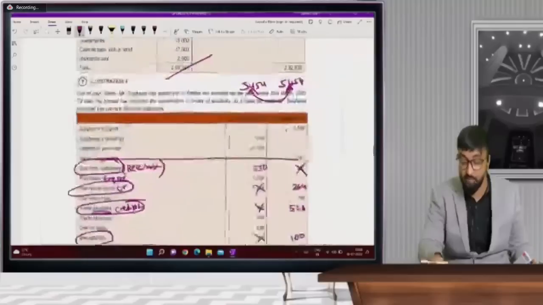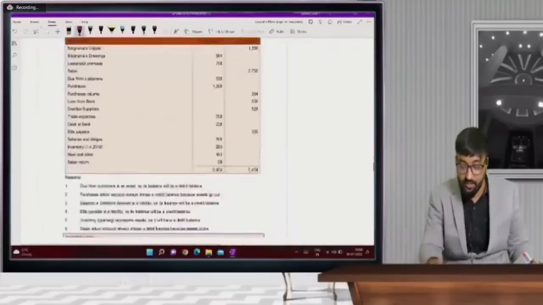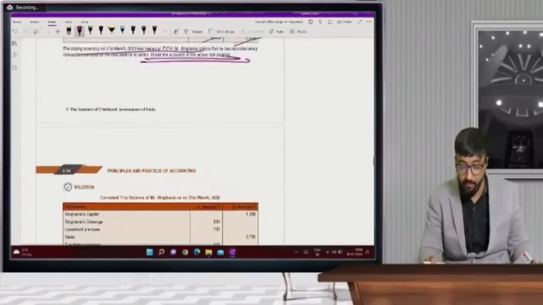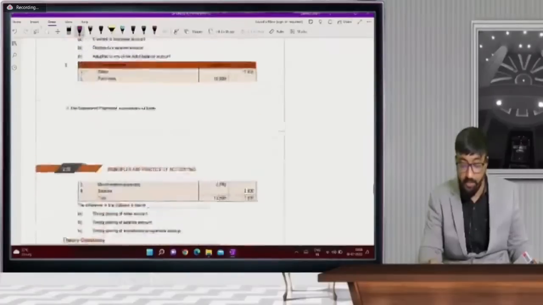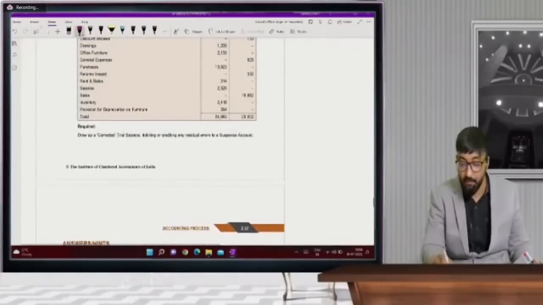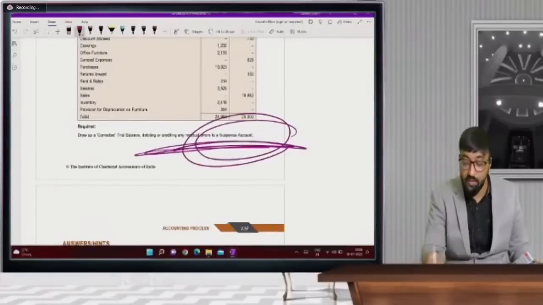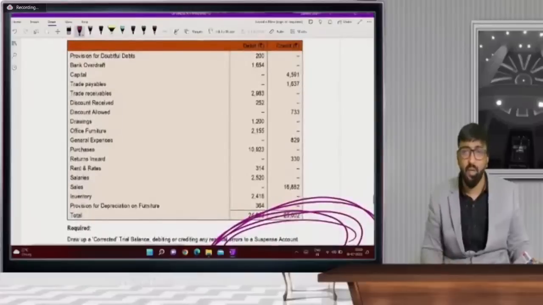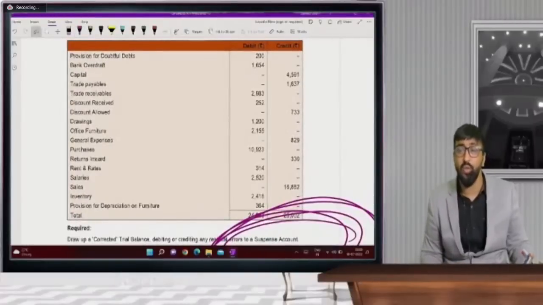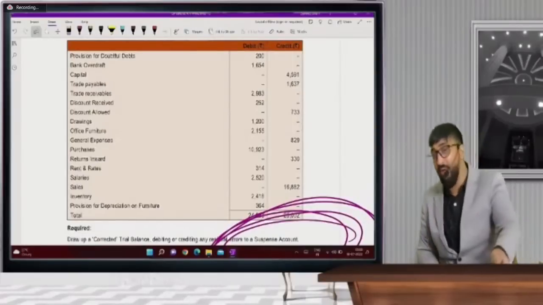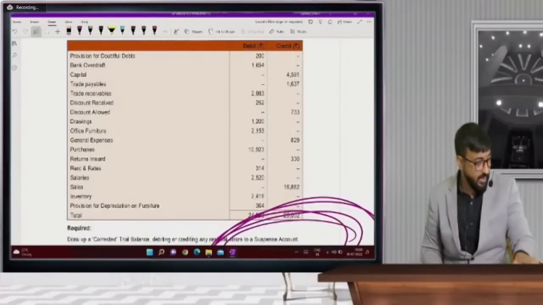Now in the exercise questions, you will find one question in which you will have a difference, and you will route that difference through the suspense account. Very easy question. Please do it as homework. So we have completed trial balance and subsidiary books. I will take a revision within 5 minutes.